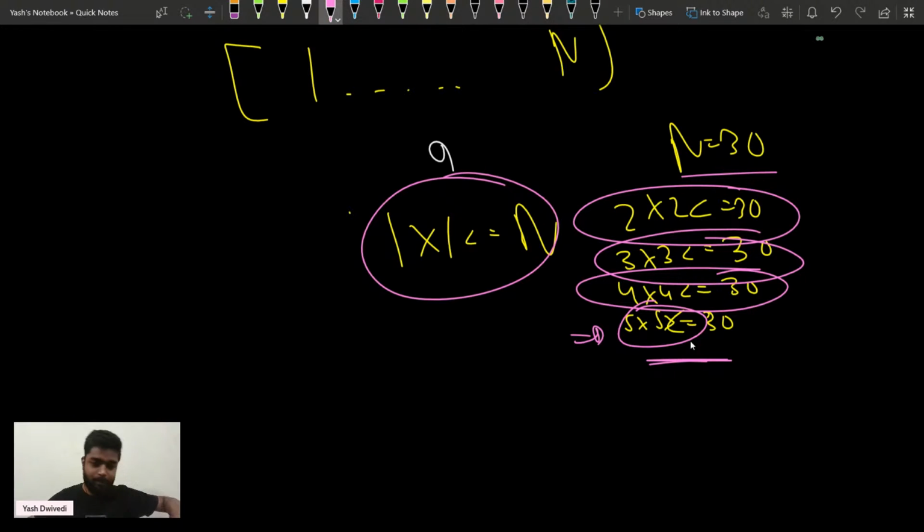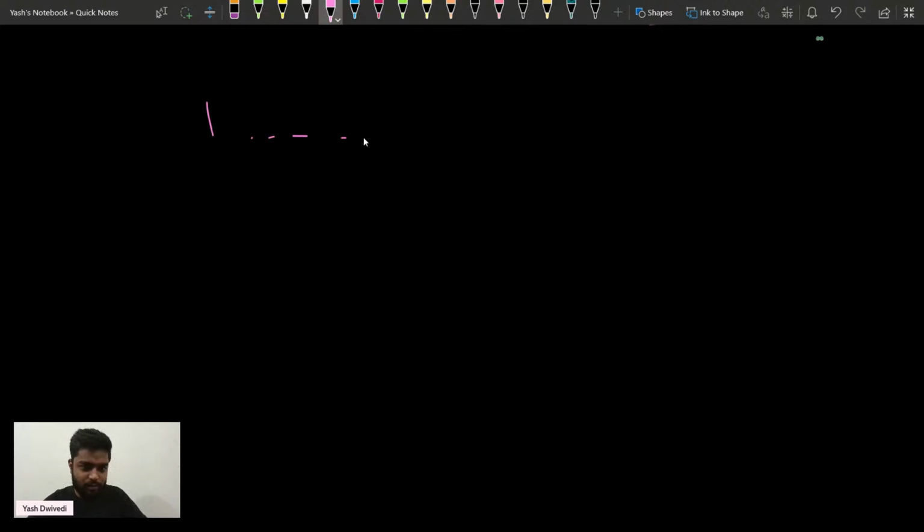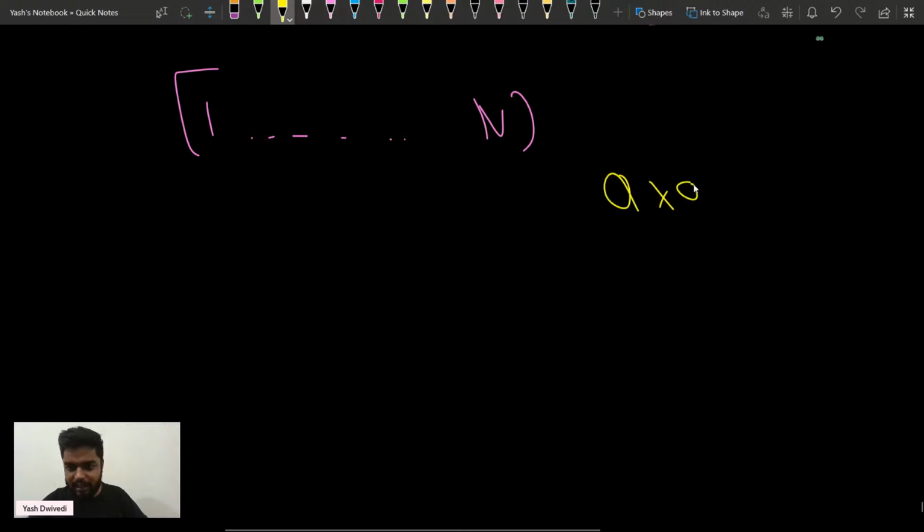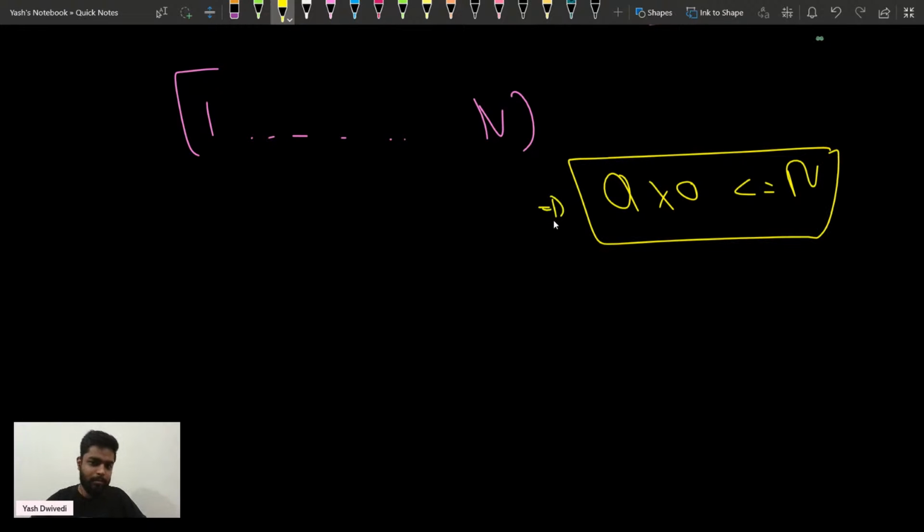We can apply binary search. Yeah, this is kind of a linear search now. From 1 to n, you're checking the largest value of a, such that a into a is lesser equal to n. That is nothing but a linear search. So you can do binary search, right? You can do binary search.